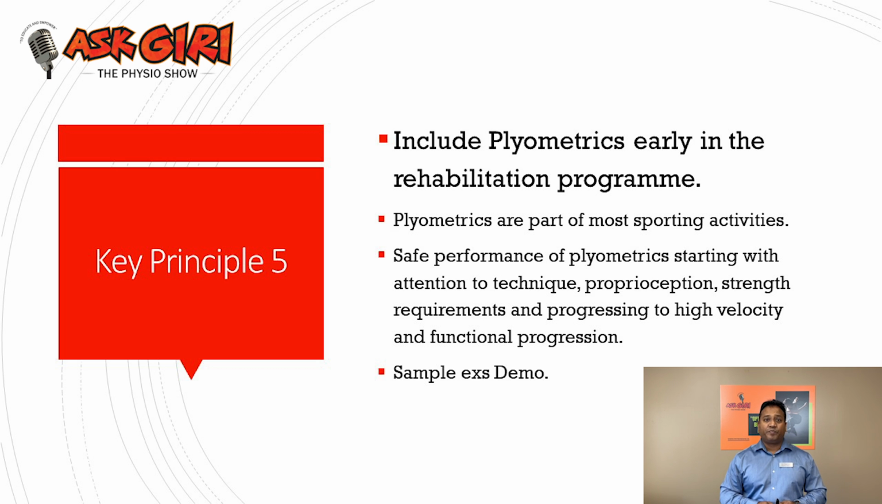That's very important. And we're going to see some sample exercises for plyometrics. We basically use a small 2-pound medicine ball to do that. You can also use a baseball if you want. You don't need heavy balls because you have to be able to grab it. We're going to show some demo on the plyometrics here.